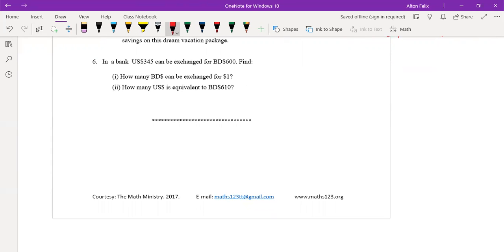In a bank, US $345 can be exchanged for Bajan $600. So how many Bajan can be exchanged for $1 US? Well, this one is asking us to find basically the exchange rate. So let's do that. Bajan 600 is equivalent to US 345.